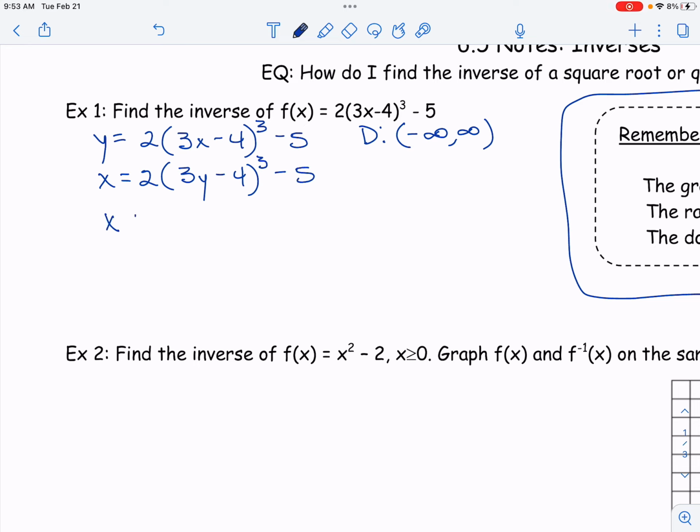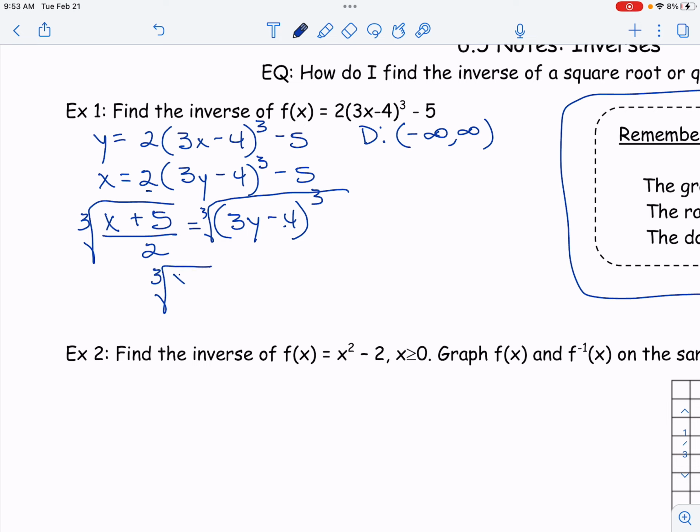So we have to get rid of the 5 first. Then we're going to divide by 2. Then we have this. To undo cubed, we're going to take the cube root of both sides. So now we have this. And then what we have left inside is we have to add 4. So it's going to be cube root of (x plus 5) over 2.